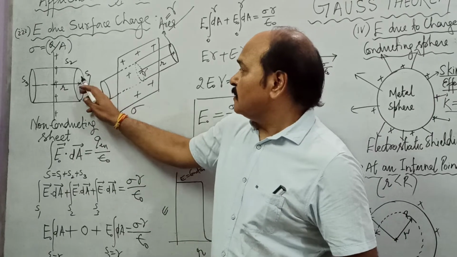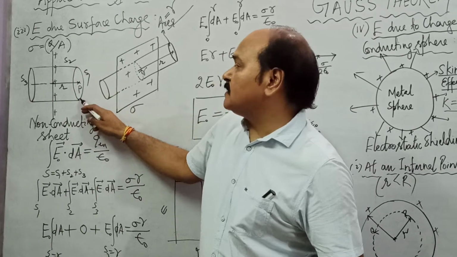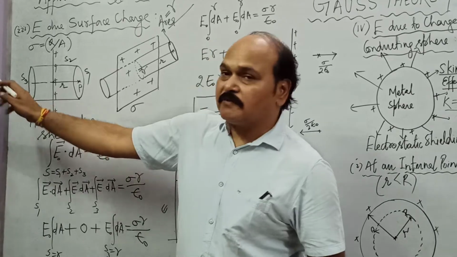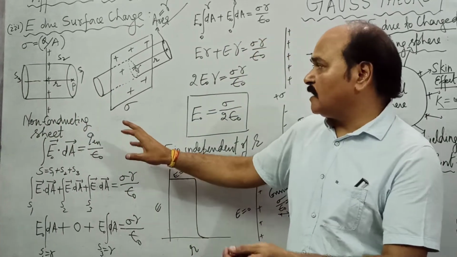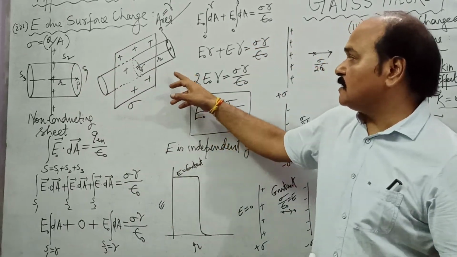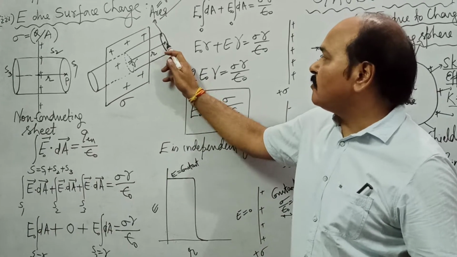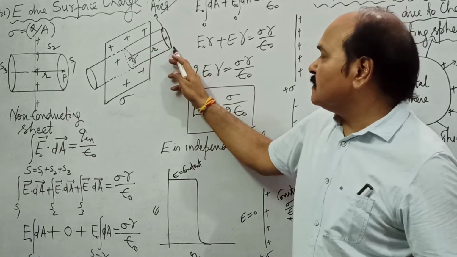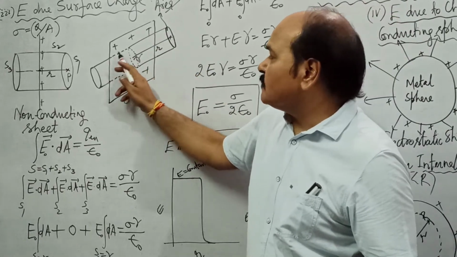Half of the right circular cylinder is on the right side of this sheet and the remaining half is on the left side of the sheet. What is the 3D situation that is shown here in the diagram? If this sheet is slightly tilted, the 3D situation is like this. This is the point where electric field intensity is to be found out. Half of the right circular cylinder is on one side and the other half is on the other side.